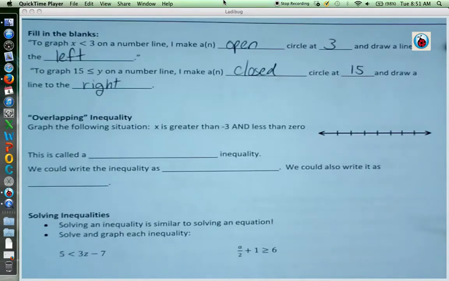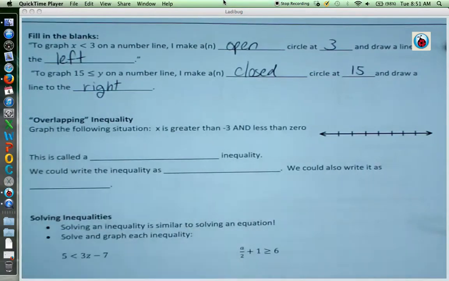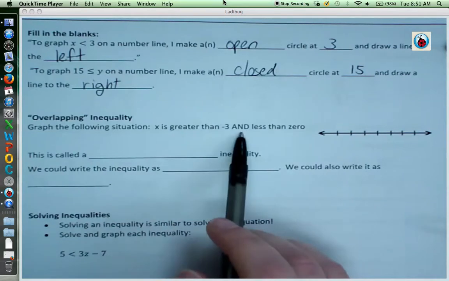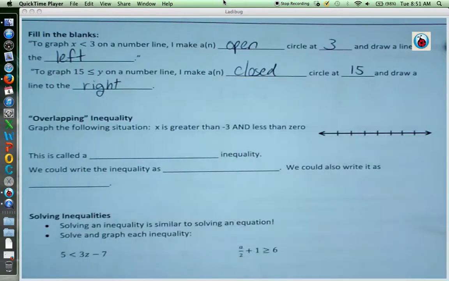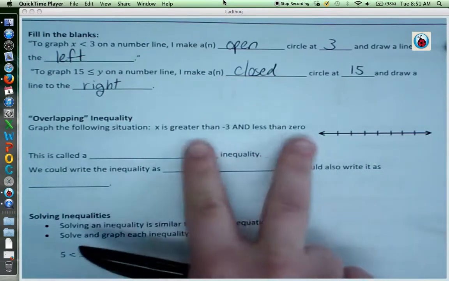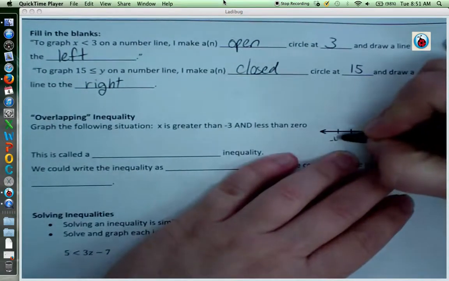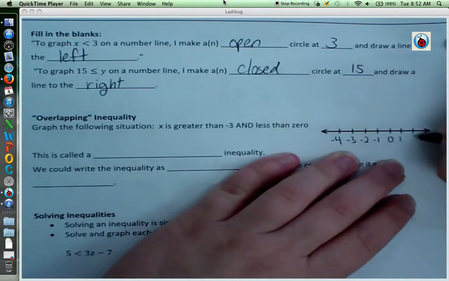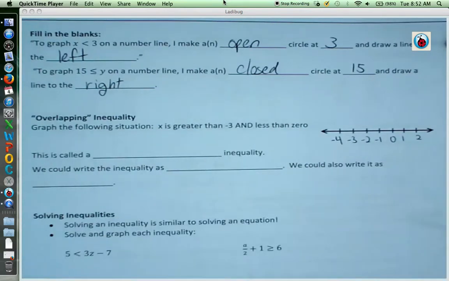There's also a possibility of having an overlapping inequality. Let's take a look at that. In this case, we're going to graph the following situation. X is greater than -3 and at the same time it's less than 0. So I want to set up my number line. I want to make sure to include these two important numbers, -3 and 0. So maybe I'll start at -4 and count up to -3, -2, -1, 0, 1, 2. That way I have my -3 and 0 definitely in my number line.